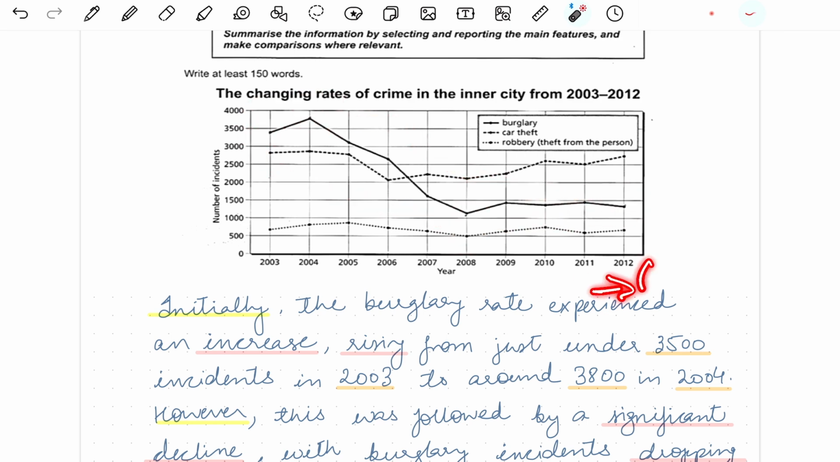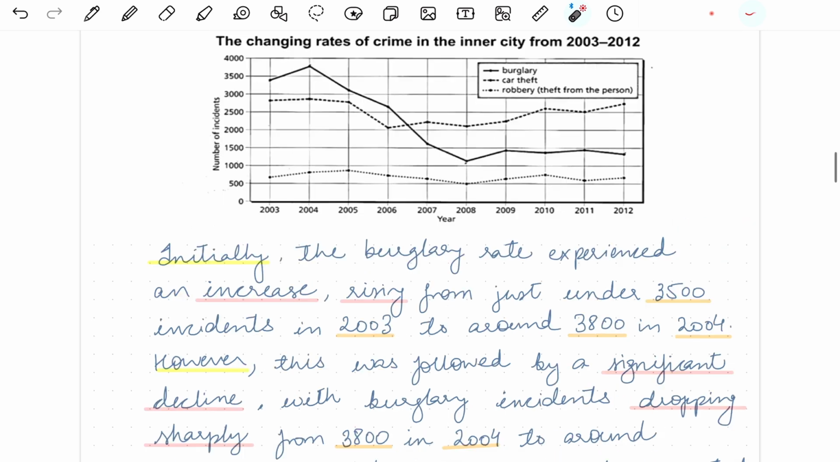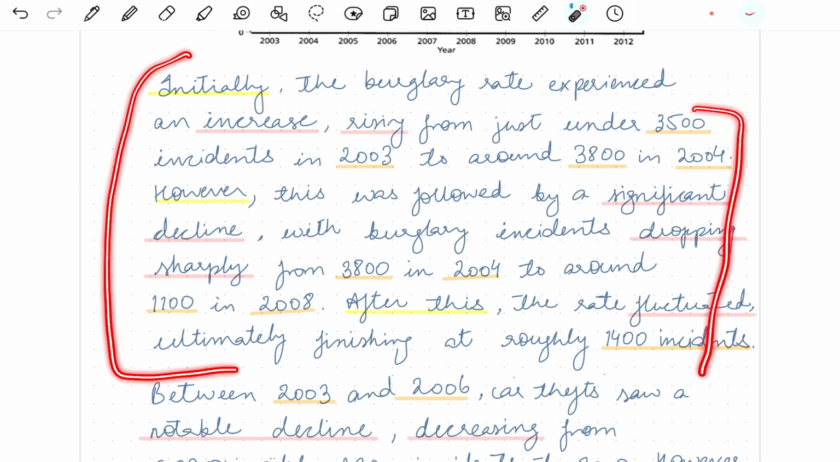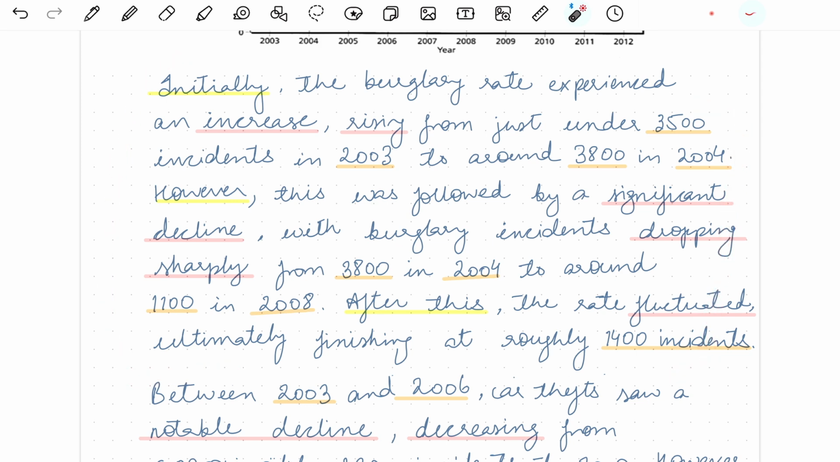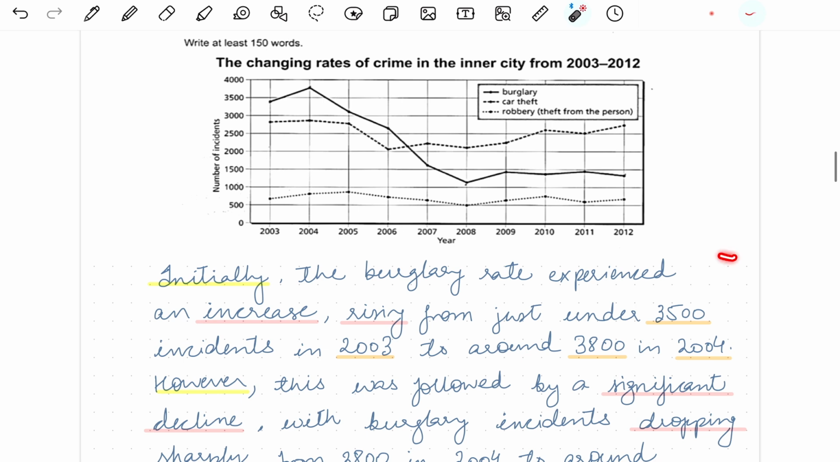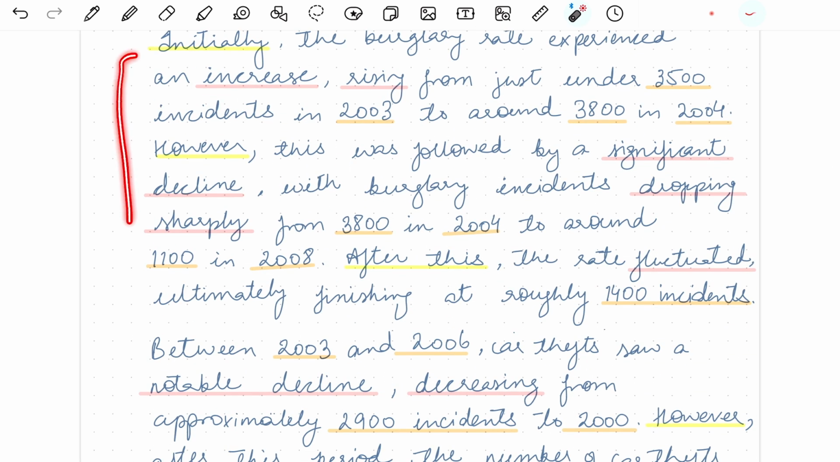So the data has to be very clear, it should be easy to understand, and if anyone reads this, they should be able to visualize the line chart on their own. They do not have to continuously look at the chart themselves. It should be written in such a clear manner that they can visualize the line chart on their own. And if you can manage to write like that, then you can get a very good band score.